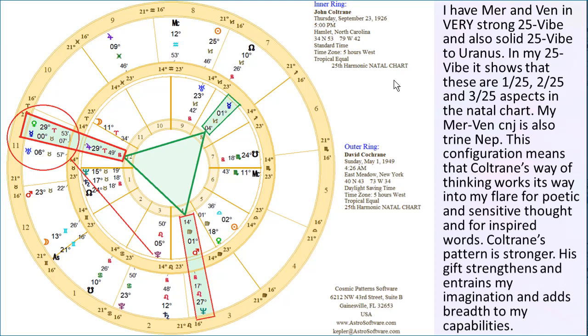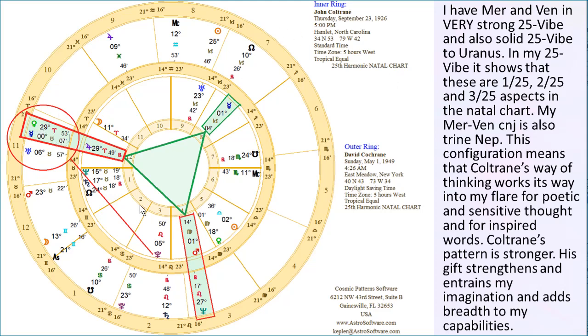So what it means is my Mercury-Venus, my capacity as a writer, as a poet. I wrote a lot of poetry. I thought I might be a poet when I grew up. Writing is still a strong thing for me. When I took the SAT tests to go into college, I scored higher on verbal than on the mathematical, even though in the astrology world I'm considered to be Mr. Mathematician and technician and astronomer. Creative writing is a huge part for me, and Coltrane has amplified that.